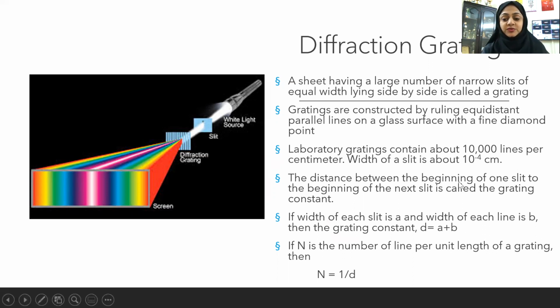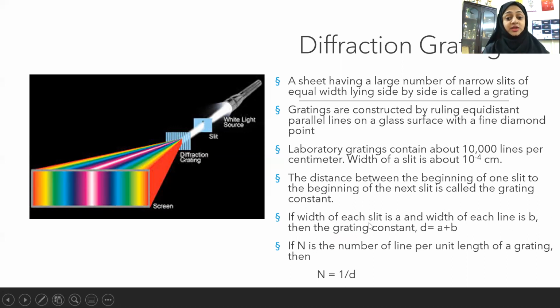Now, the distance between the beginning of one slit to the beginning of the next slit is called the grating constant, which means you get the starting of a slit. Then after the slit, there will be a line or a scratch. And at the end of that scratch, the next slit or the transparent region begins. So the distance between the beginning of one slit to the beginning of the next slit is called the grating constant. So this consists of a slit and a line.